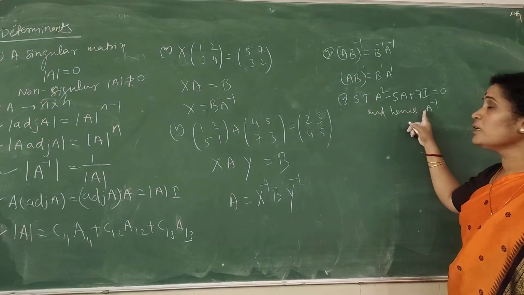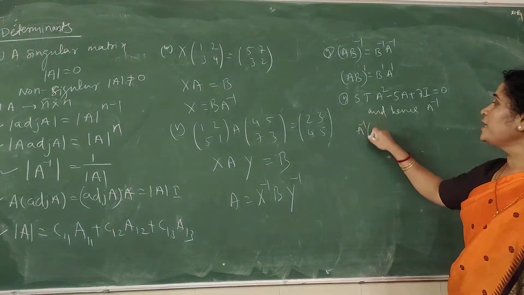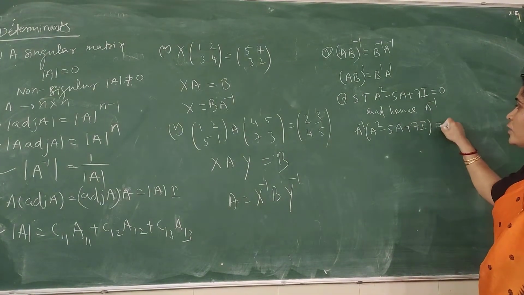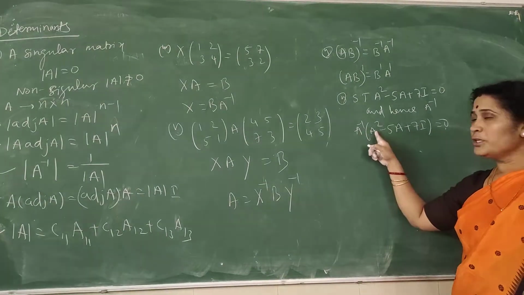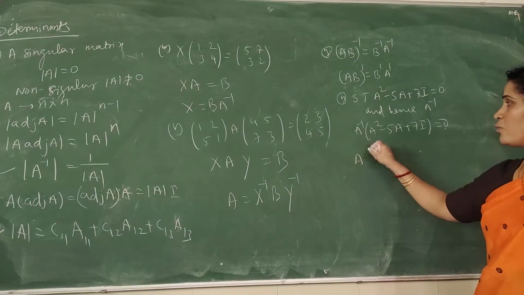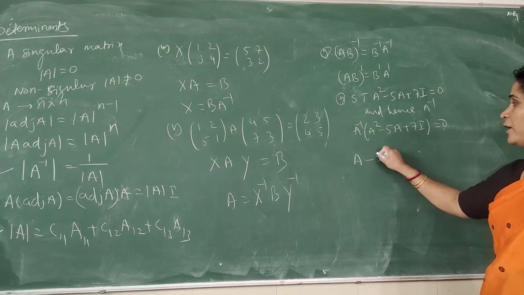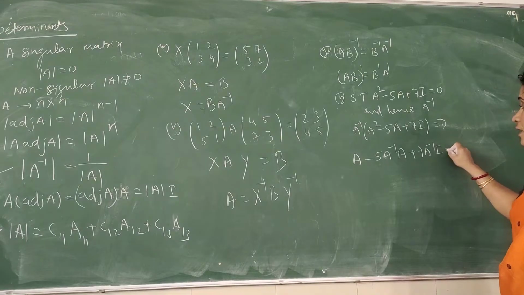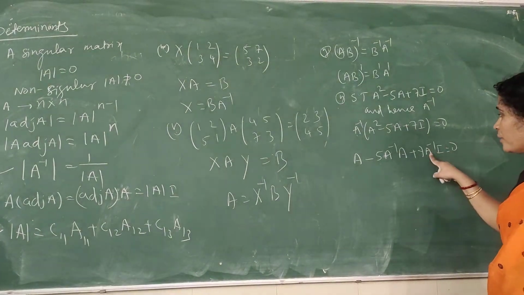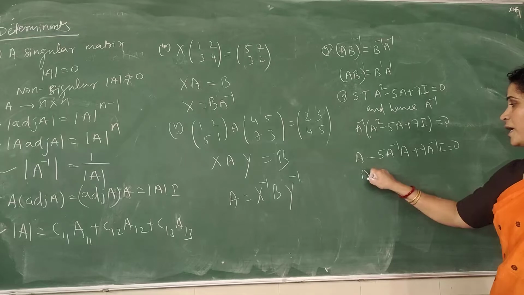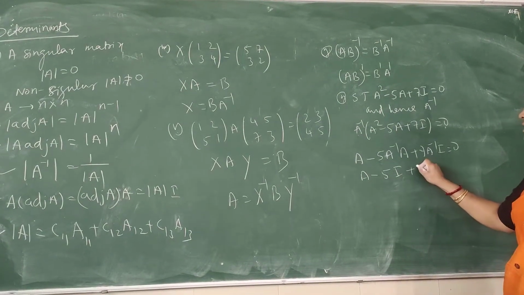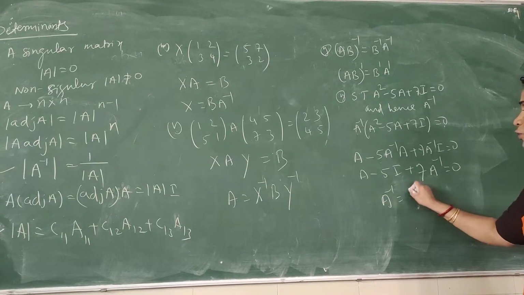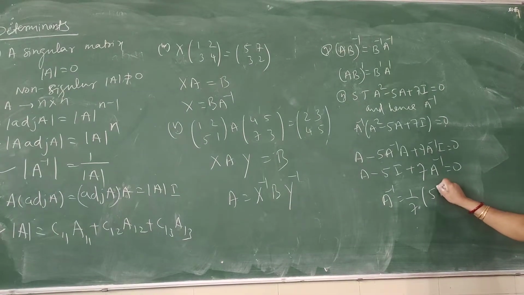Then you need A inverse, so multiply both sides by A inverse. That is A square minus 5A plus 7I, equal to 0 into A inverse, becomes 0. If you open this, A will be cancelled, that is A minus 5 into A inverse into A, and then 7 A inverse into I. Mind it, if it is a pre-multiply, then you keep it pre-multiply only. So now this is A minus 5I, plus 7A inverse equal to 0, which implies A inverse equals 1 upon 7 into (5I minus A).